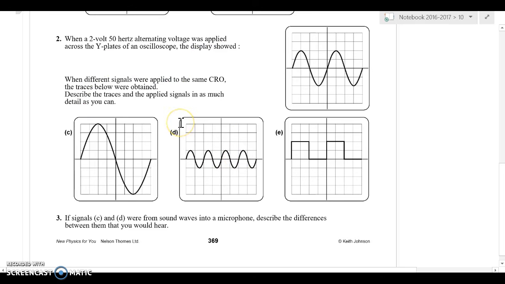When different signals are applied to the same machine, these traces are obtained. Describe the traces of the applied signals in as much detail as you can. What I recommend you do is describe the voltage of the signal, the frequency and period of the signal, and also say a little bit about its shape. That's all you need to do.